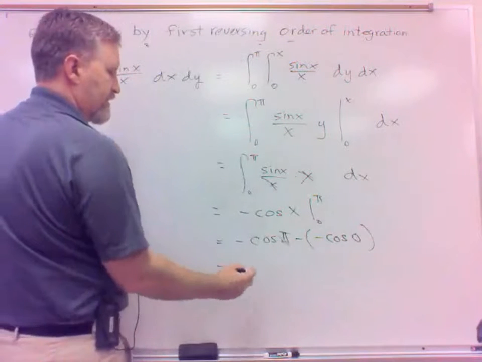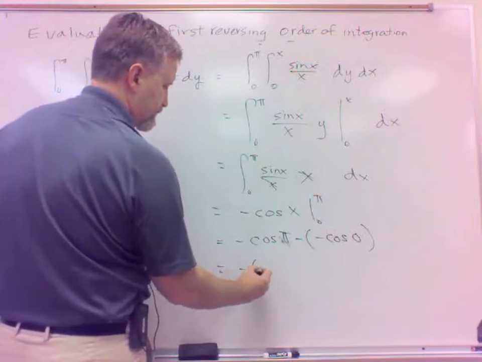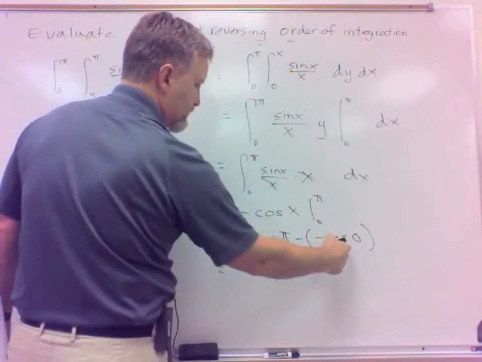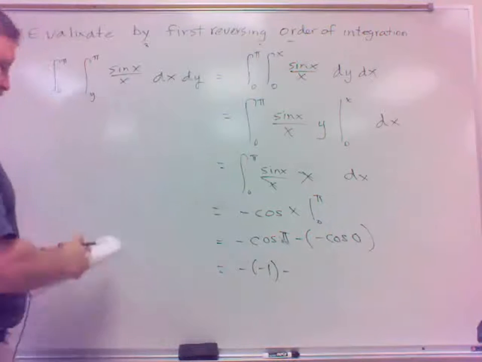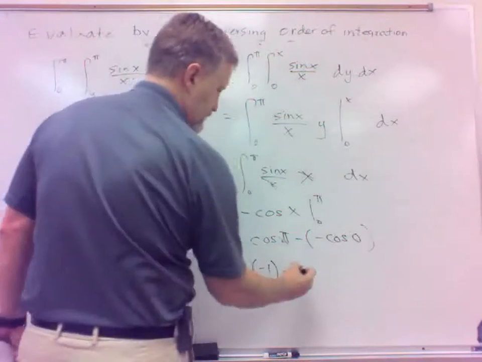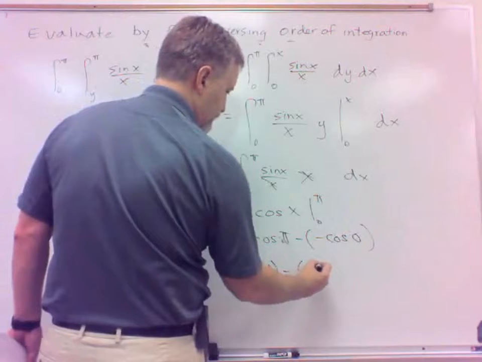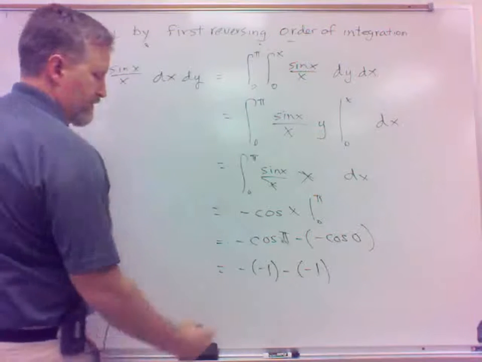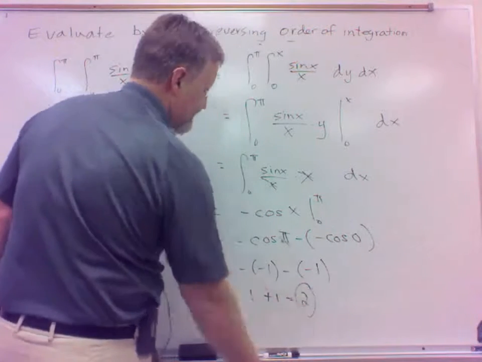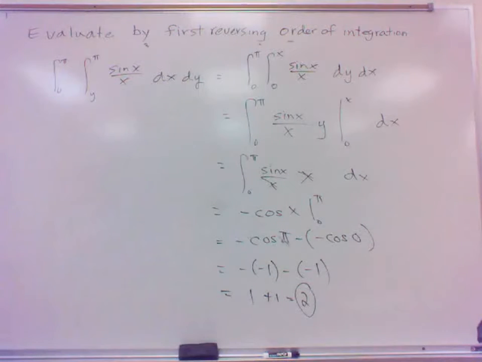Let's see, cosine of pi is negative 1, and cosine of 0 is 1, so that's minus 1. And so we've got positive 1 plus 1, so we've got 2. Okay?